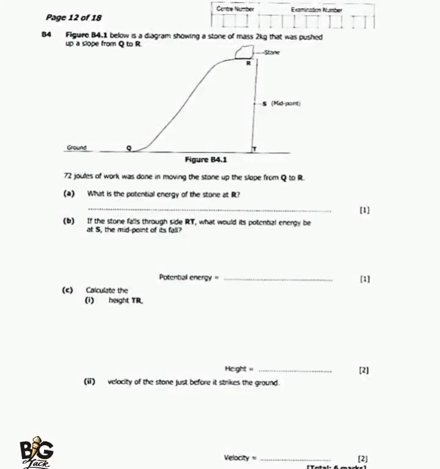Alright, so this is 2020 internal Science Paper 1. In this representation, I'm going to answer question B4, which is coming from work, energy, and power.